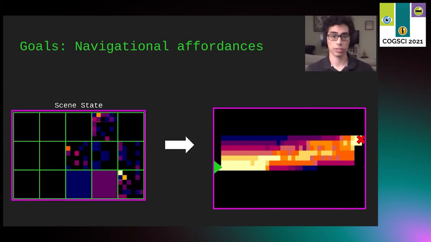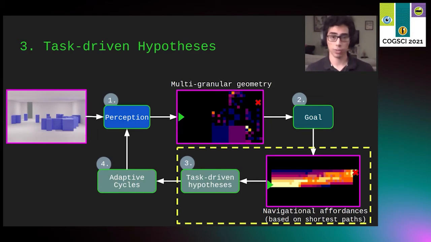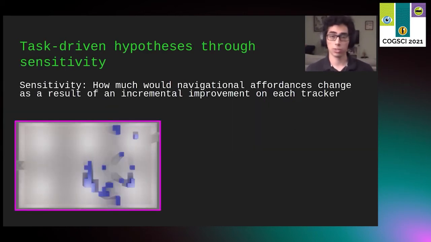Similar to the likelihood, instances sampled from the room state were passed through a planner to build an empirical distribution over navigational affordances. In this implementation, we used a simple path planning algorithm to find all shortest paths over a lattice graph representing the free tiles in each instance. Step 3 of 4 in this framework is to implement task-driven hypotheses about the goal relevance of each tracker's content. The key to this step is to quantify how much goal-driven beliefs, such as navigational affordances, change as a function of incremental improvements to tracker representations.